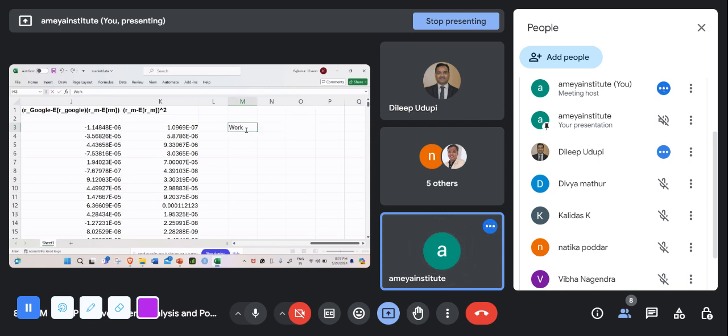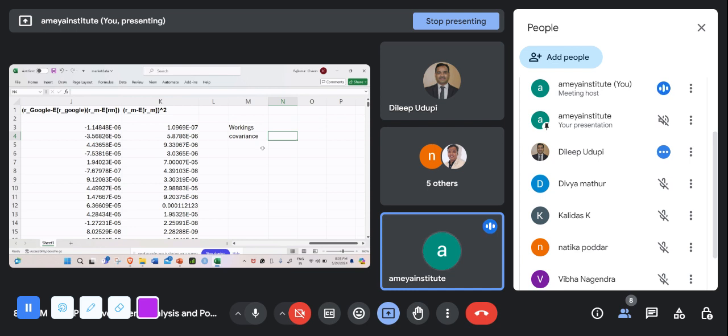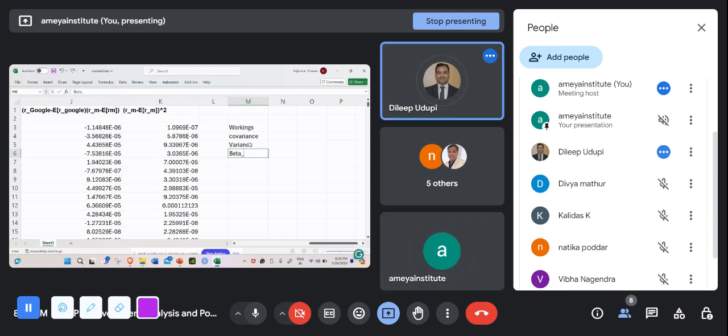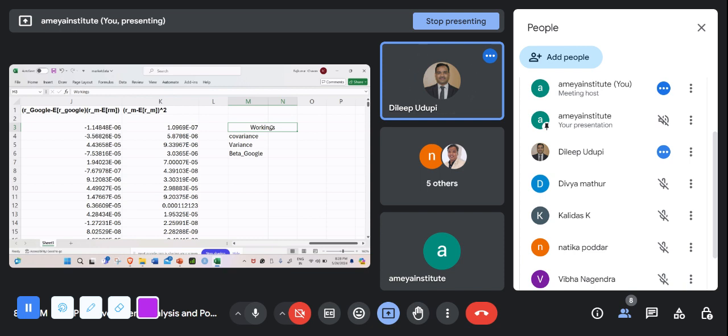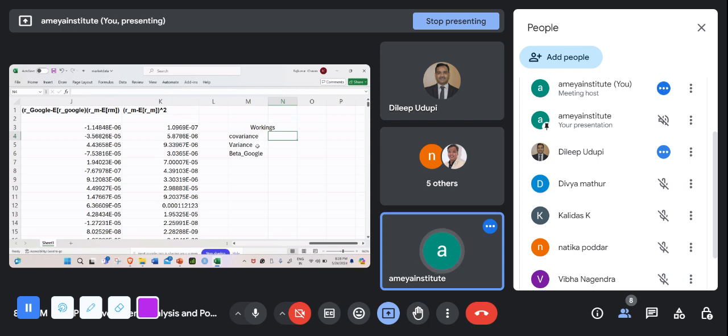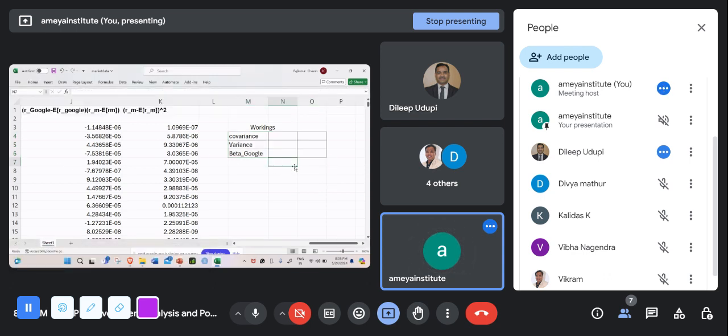Now we'll prepare one workings here. First, we'll write covariance, then variance, right? Then we can say beta of what? Beta of Google we have to calculate. So that is the approach. So let's start with the calculation of this. I prepared a small box here, you can prepare one there.